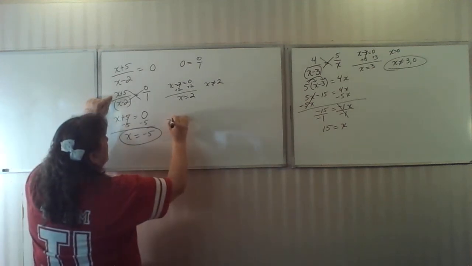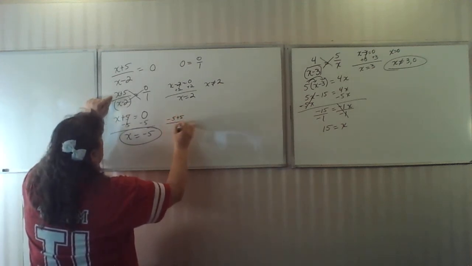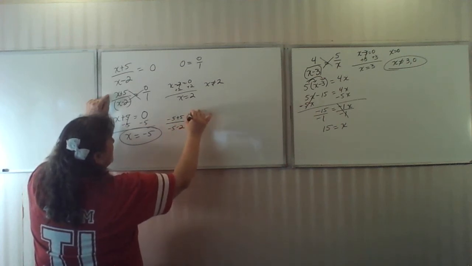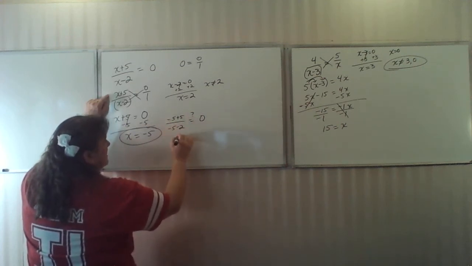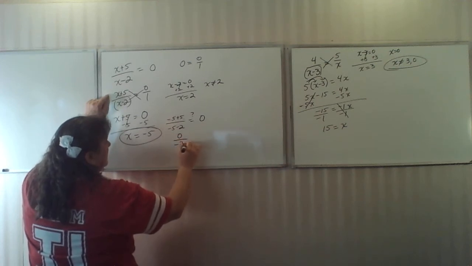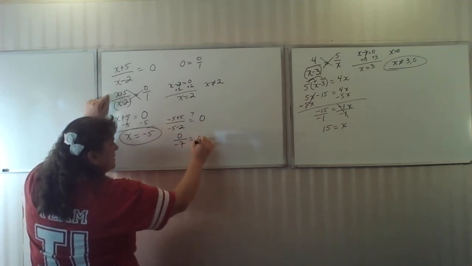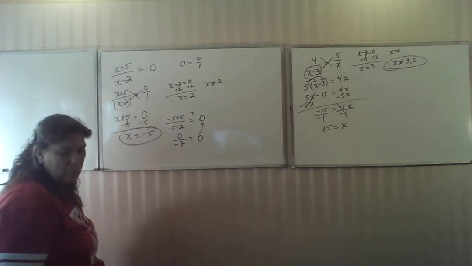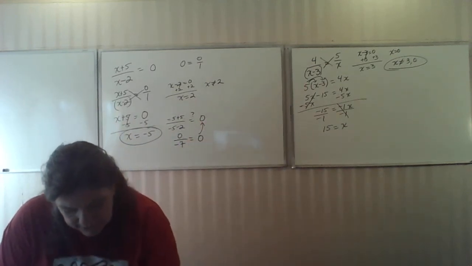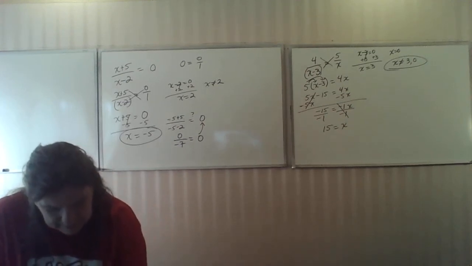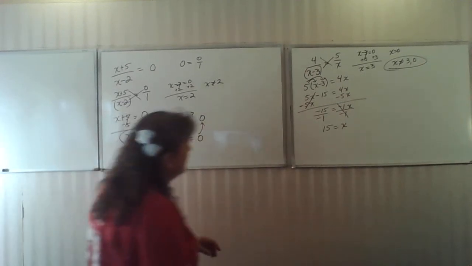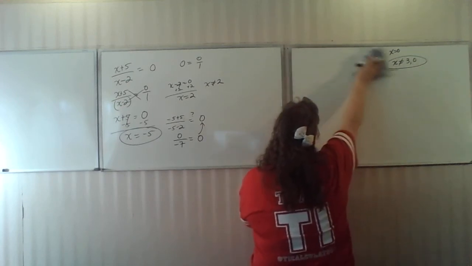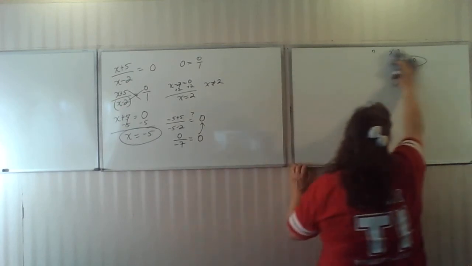Let's try it. Negative 5 plus 5 over negative 5 minus 2. Does that equal 0? Well, this is a 0 over a negative 7. 0 over negative 7 is equal to 0, so yes, it is true. Sometimes it's good to look at it and see what it's going to give us. Okay, sometimes we add these together before we do our cross products.